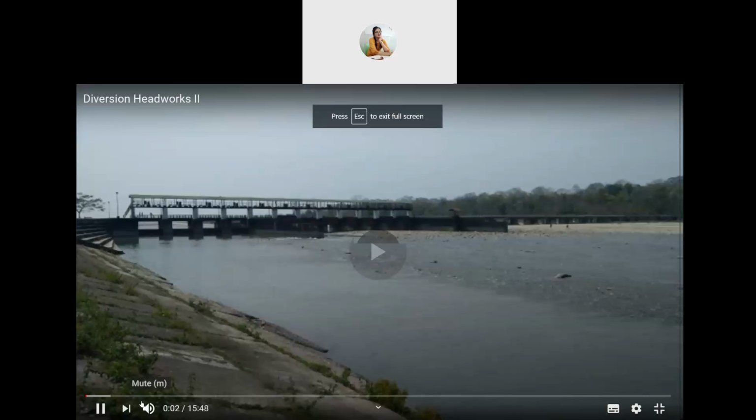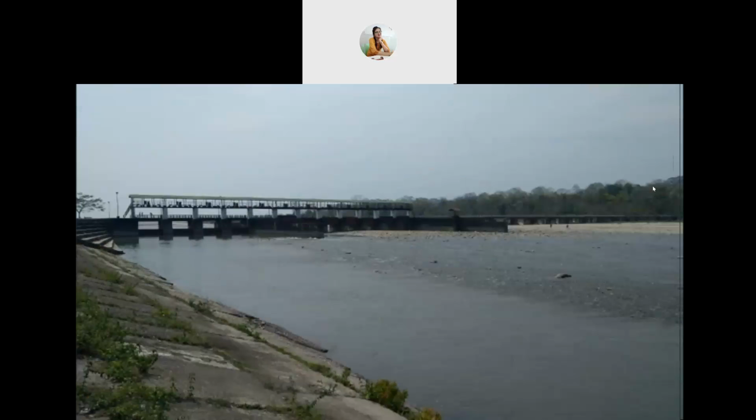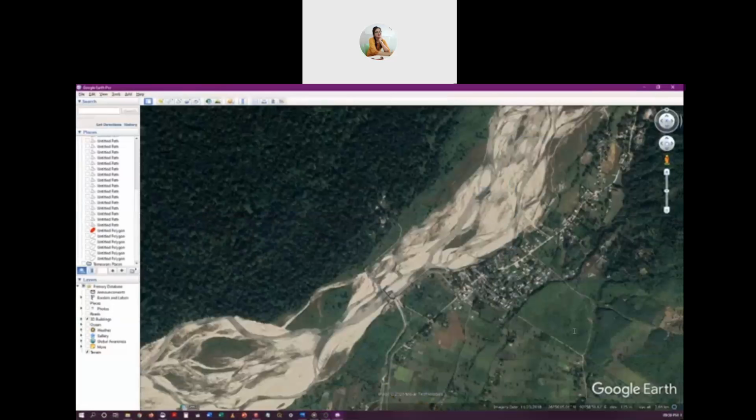Hello everyone. We're going to continue our discussion of divergent headworks. With some examples, I'll try to explain different aspects of this kind of headworks. Let's first start with the location of this kind of projects.